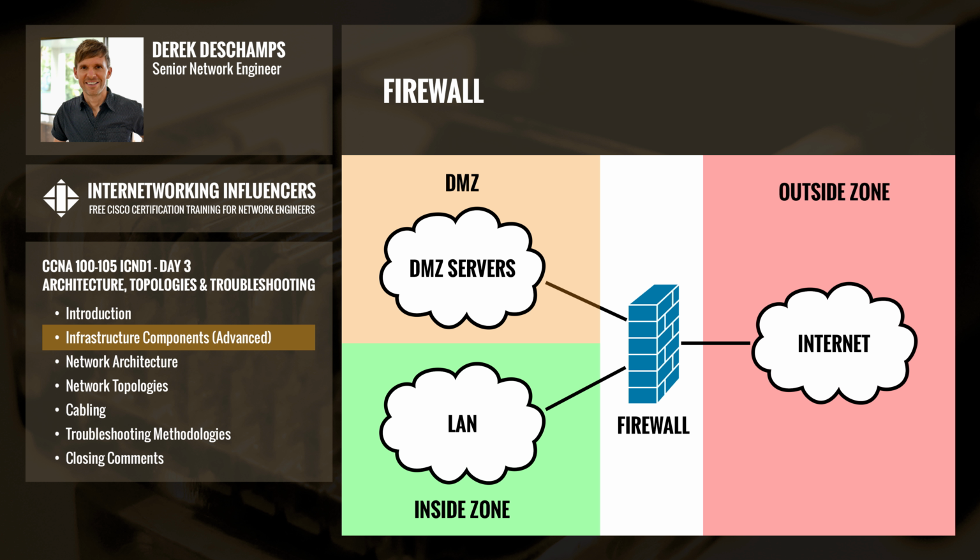A third zone, called the demilitarized zone, or DMZ, is often added to provide a place for servers that need to be accessed by systems on the internet. For example, a company's web server, external mail server, or external DNS servers are often placed in this zone. This allows us to configure policies to allow systems on the internet to access the DMZ servers without exposing our inside zone or local area network.